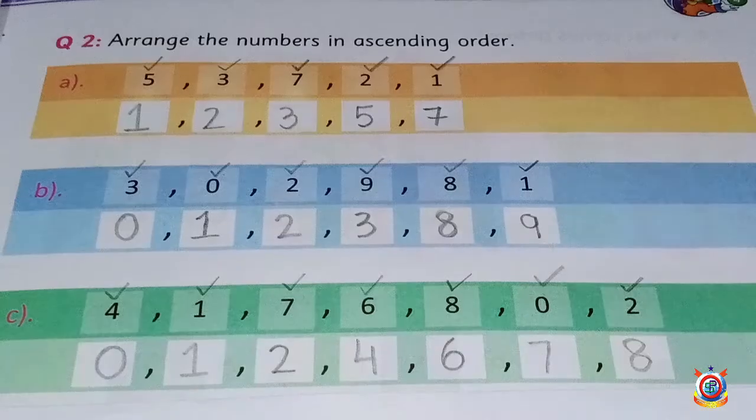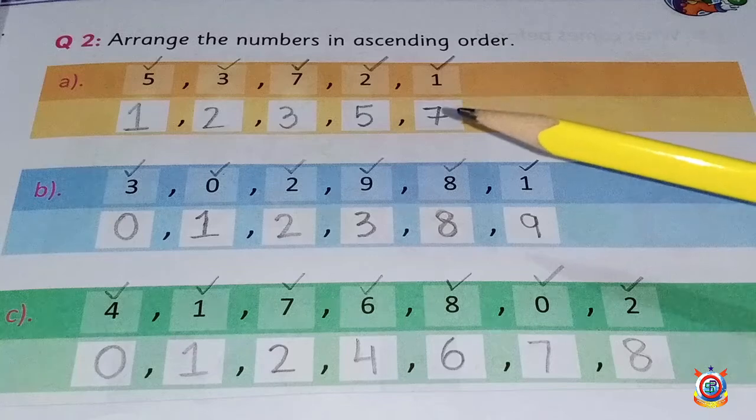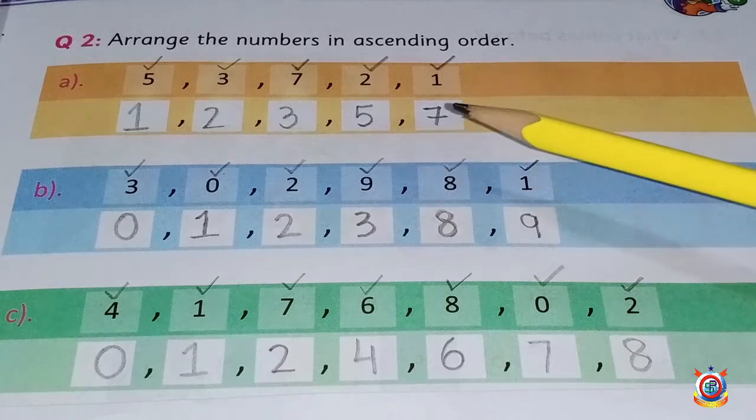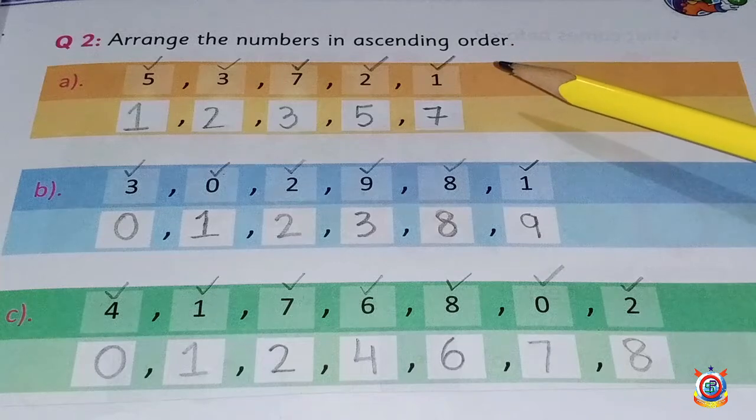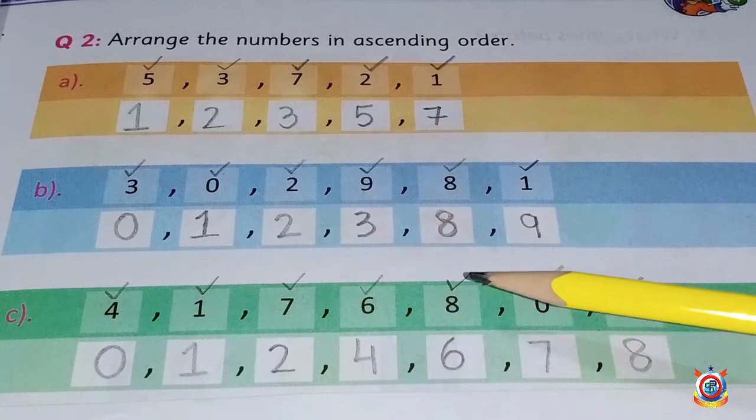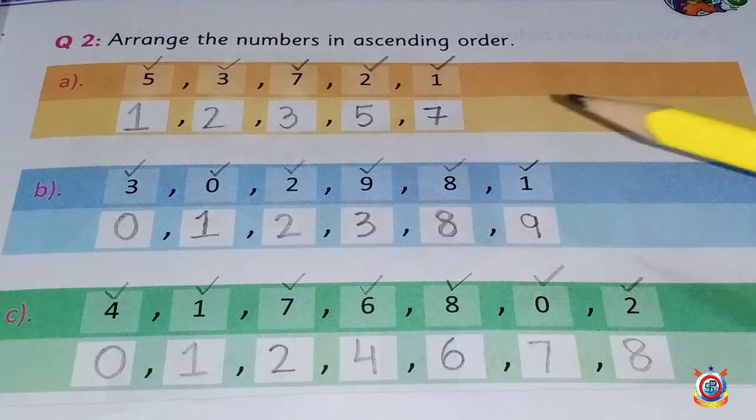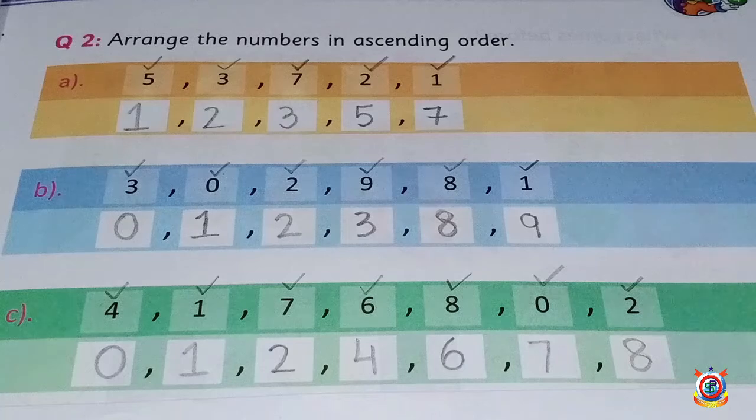Very good. Okay students, now you can see we have finished question 2 part A, B, C, and we have done the ascending order. We have completed the ascending order, and we have arranged these numbers into ascending order. Okay students, very good. You have done with me. That's very good students.